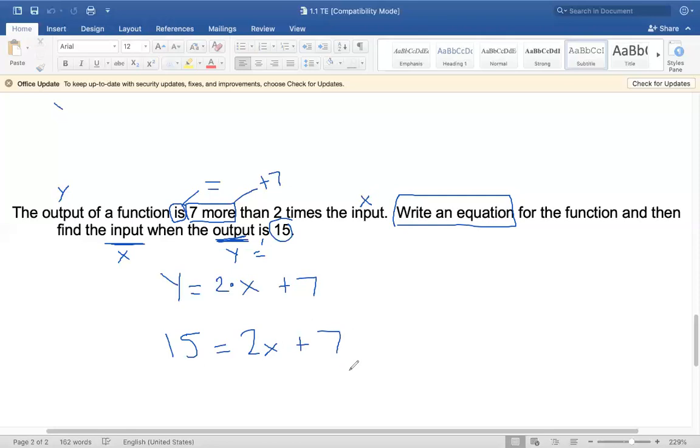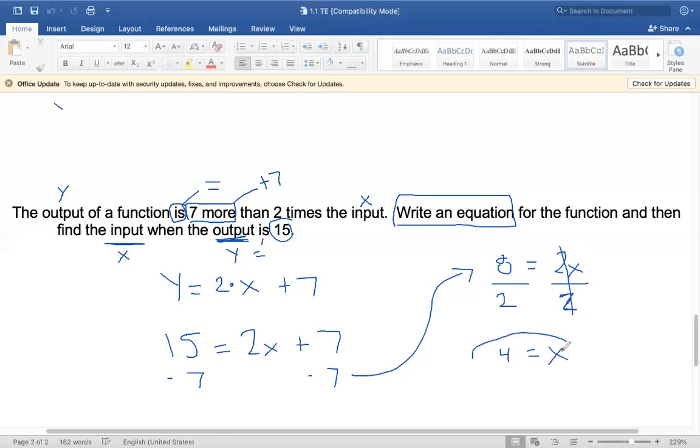Well, this is something that you've seen before. Now we can solve this. So again, isolate the variable, minus 7 on both sides. I'm going to bring this over here, just because I'm running out of room at the bottom. 15 minus 7 is 8, equals 2x. Divide by 2. These cancel out. 4 equals x. And again, if you want to plug this back into our equation, you will see that that is in fact correct.